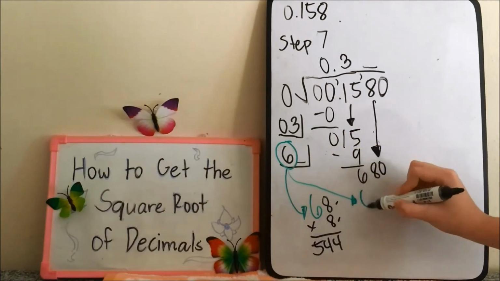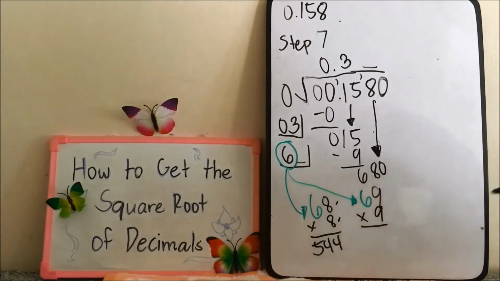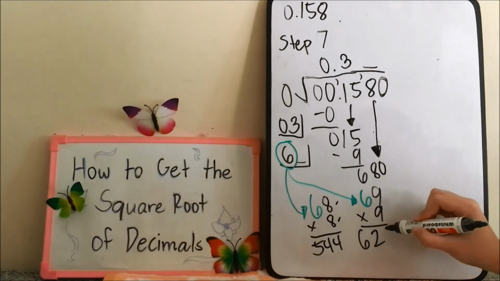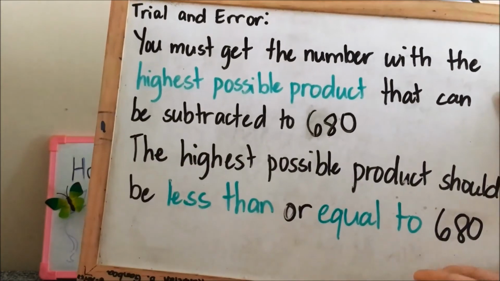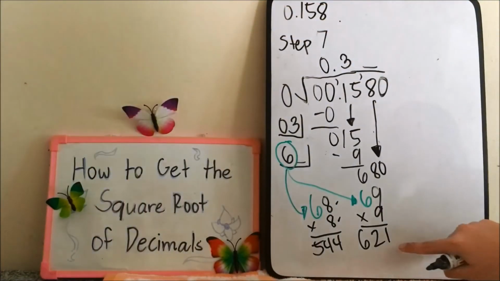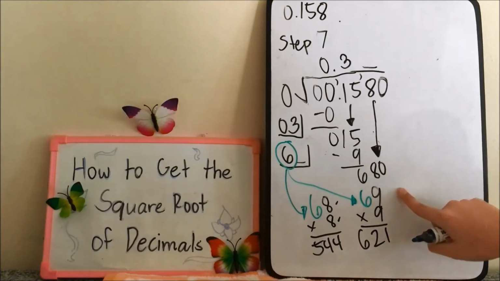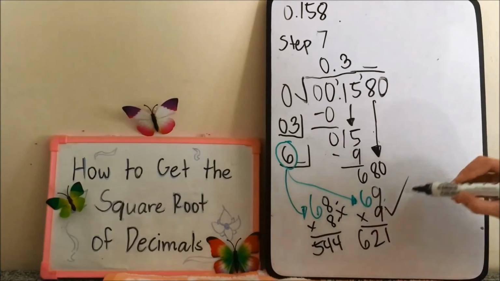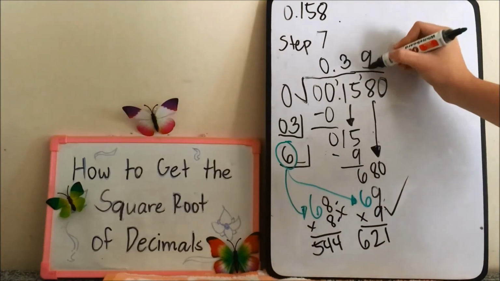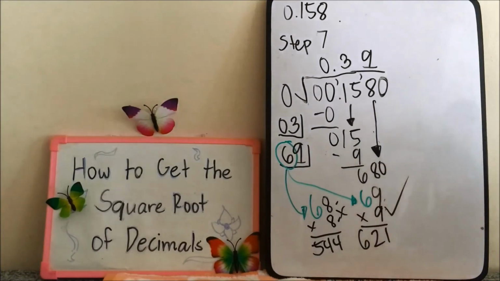We use this again as our multiplicand. And now let's try 9. So 69 times 9 is equal to 621. So for our rule, it says that the highest possible product should be less than or equal to 680. So 621 is less than or equal to 680. And it is our highest possible product since we can only use one-digit numbers for our trial and error. This is our highest one-digit number. So now, it's our missing number. We'll put 9 over here and 9 over here too. And then subtract 621 from 680.